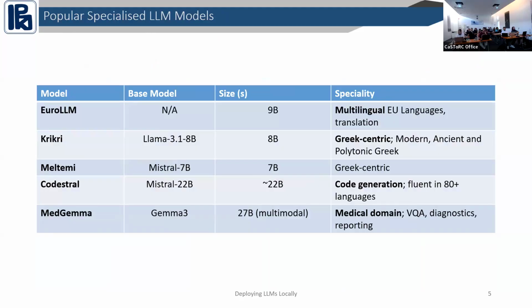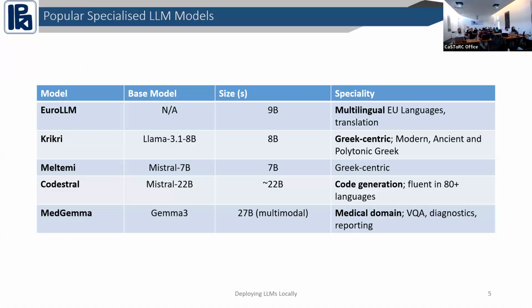And then we also have some specialized LLM models. For example, we have one called LLM, in the size of 9 billion parameters. This was trained from scratch by the European Union, and the goal is to provide multilingual EU languages and translation. We also have Cricri and Meltemi. These are fine-tuned versions of Llama 3.1 and Mistral, and they are Greek LLMs that you can use to converse in Greek and so on. Then you have CodeStral.